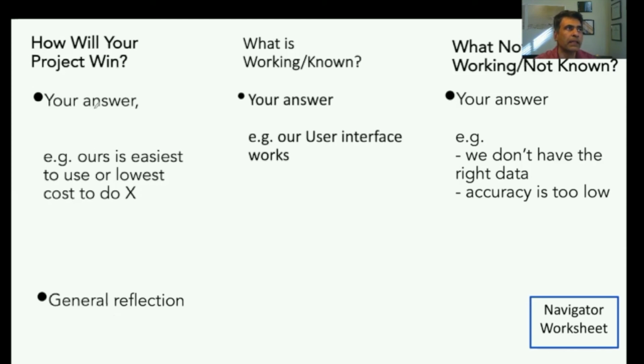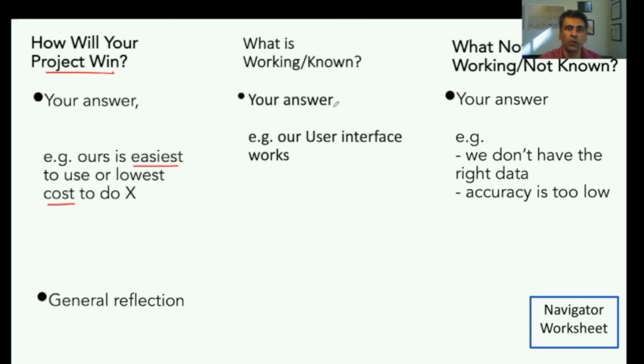So one thing that you'll answer is, how will your project win? And what is going to make your project very successful? You would write something, maybe a sentence or two, that says what you are working on that makes your project really successful or better than other projects that could have been done. Like maybe ours is the one that's going to make something happen at the lowest cost, or make it the easiest way to do that type of function.